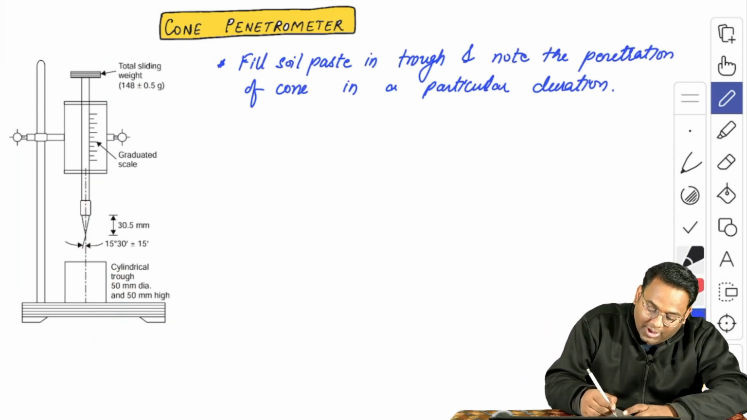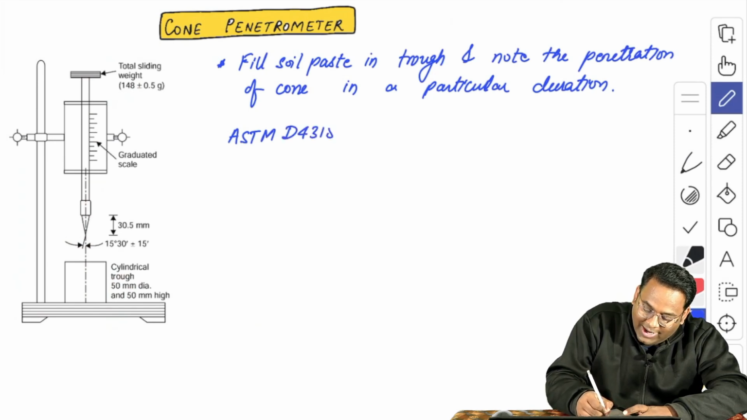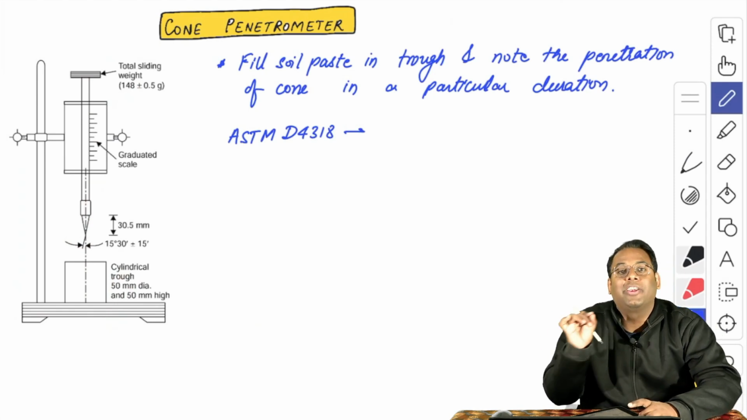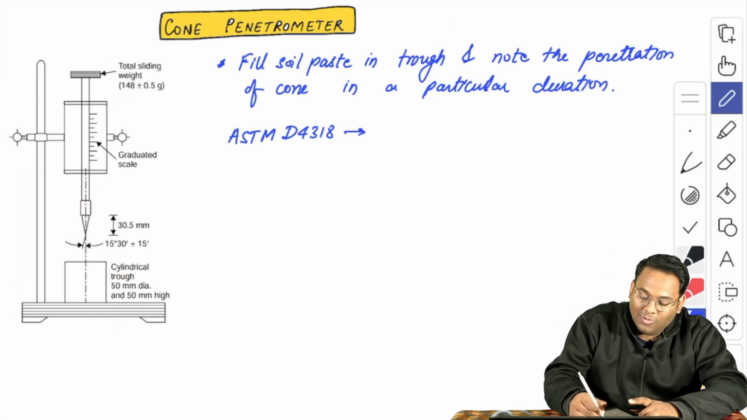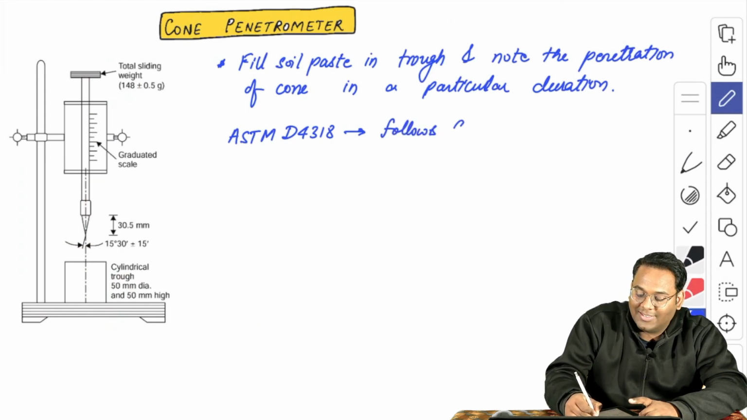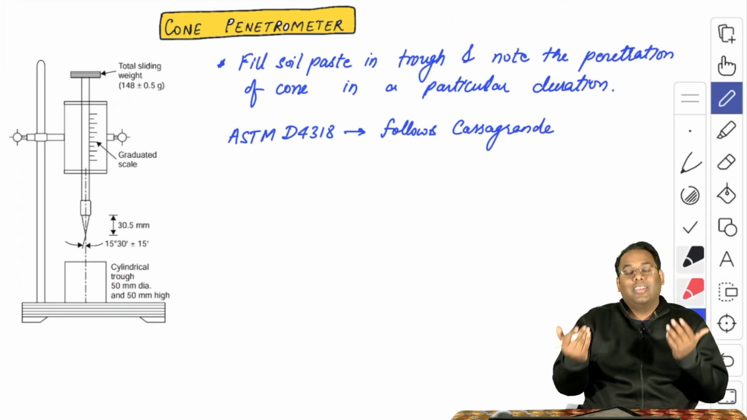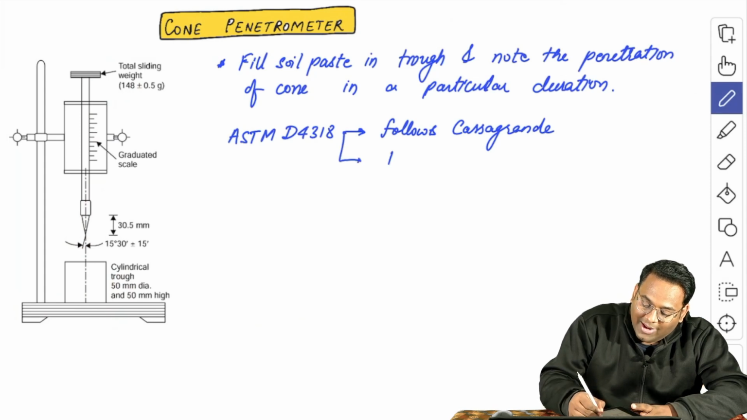So if I am talking about ASTM, ASTM D4318 does not mention the cone penetrometer method as the standard method. It only follows the Casagrande method. Yes, the cone penetrometer method is mentioned, but only in Annexure A.